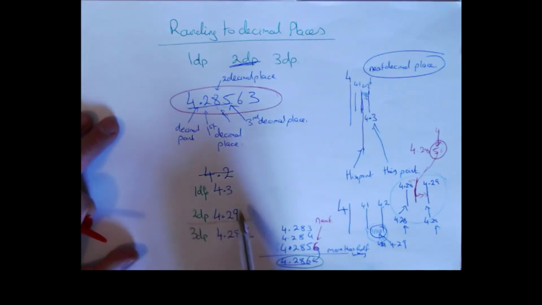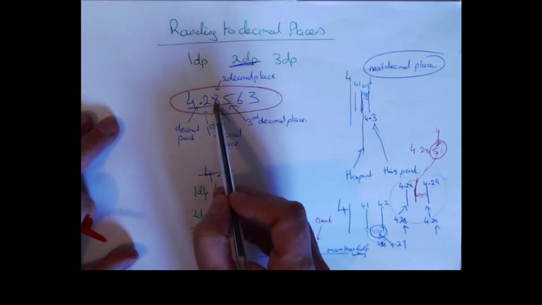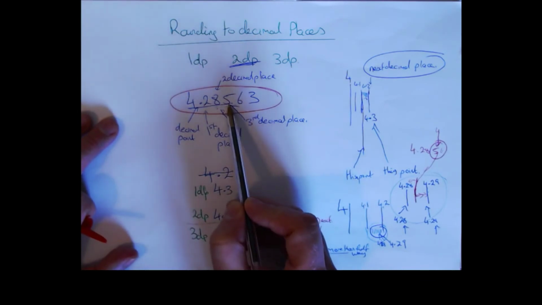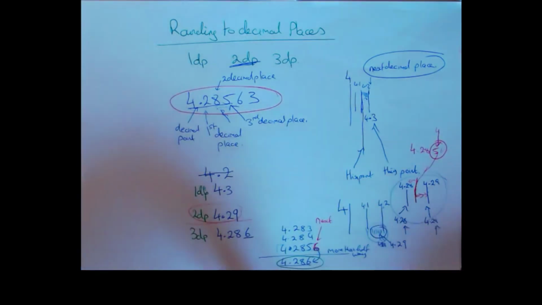For 2 decimal places, we go 4.28. That's the second decimal place, the 8. We look at the next decimal place. If it's 5 or more, we count up to the next one, 4.29. Okay, and one more little example.